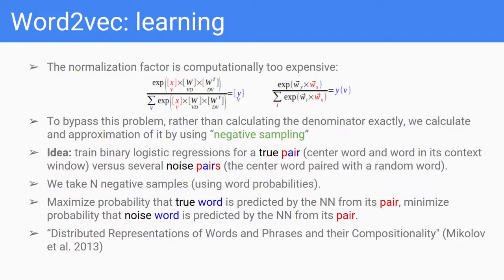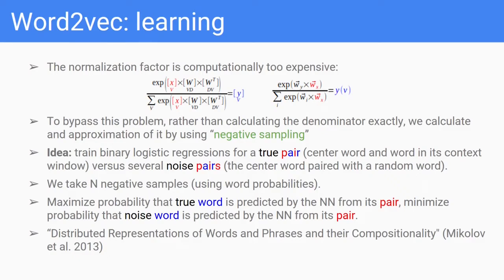And then what you try to do is to train the neural network to maximize the probability that the word the neural network gives you actually belongs to the true pair, while the probability of getting any of the noise words is minimized, is reduced to zero.